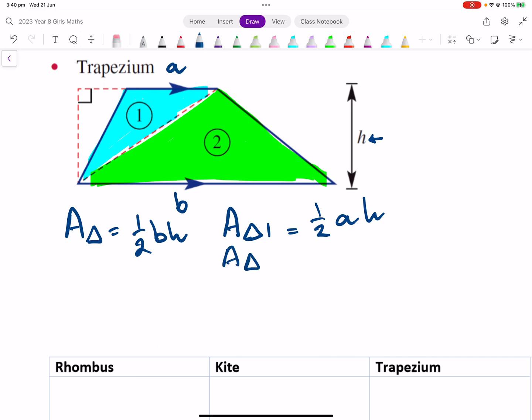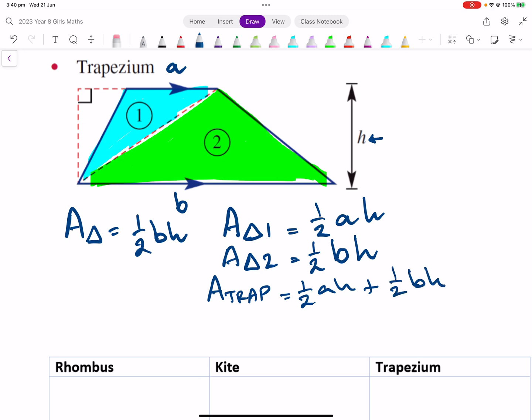Area of triangle 2. Let's have a look at triangle 2. Well, its base is B, so its area is going to be a half B times H. So the area of the trapezium is the two triangles added together, which is going to be a half AH plus a half BH.